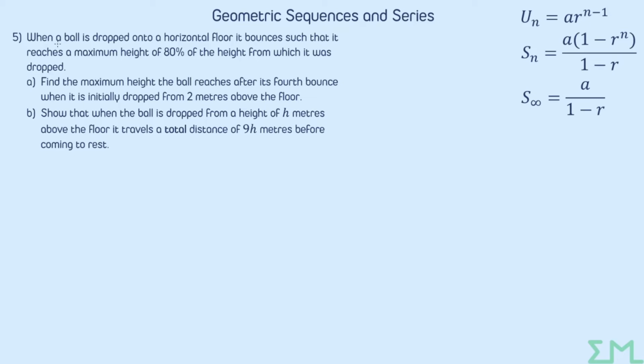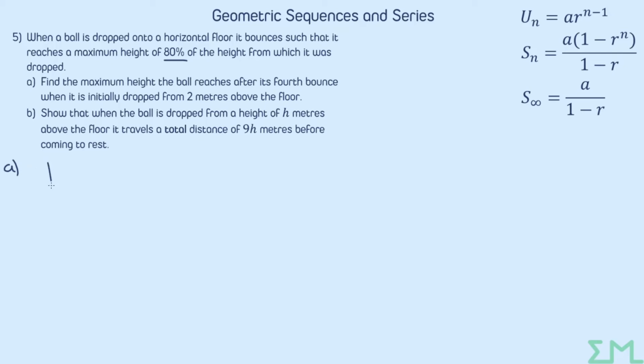Okay, so this looks like a question in context, or what we might call a modelling question. When a ball is dropped onto a horizontal floor, it bounces such that it reaches a maximum height of 80% of the height from which it was dropped. Find the maximum height the ball reaches after its 4th bounce, when it's initially dropped from 2 meters above the floor. Okay, so let's think about this.